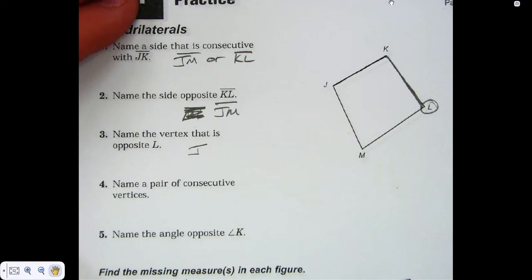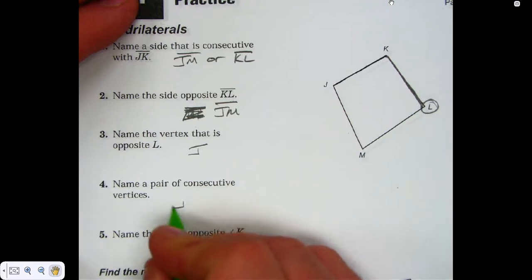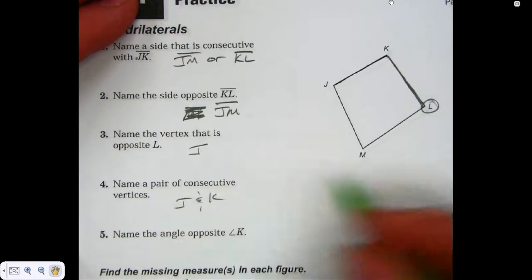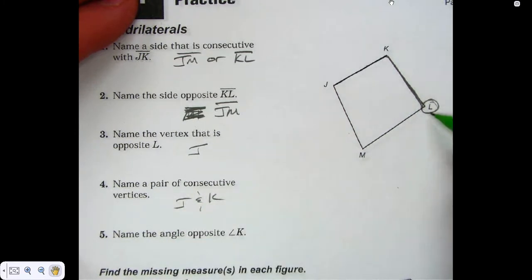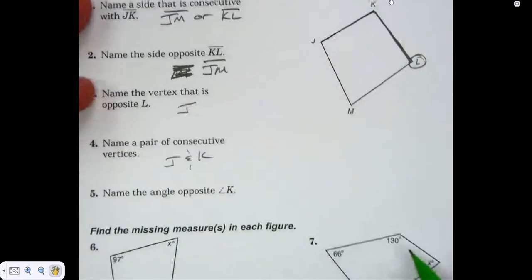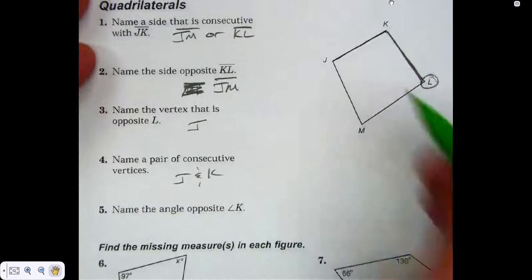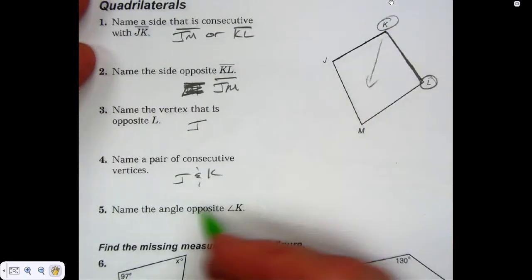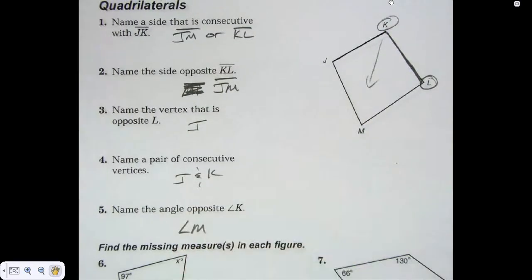Name a pair of consecutive vertices. Only need one pair. Can anybody tell me? JK? J and K. You could have said K and L. You could have said L and M. You could have said M and L, right? Name an angle opposite angle K. I think we got the verbiage down there, don't we?